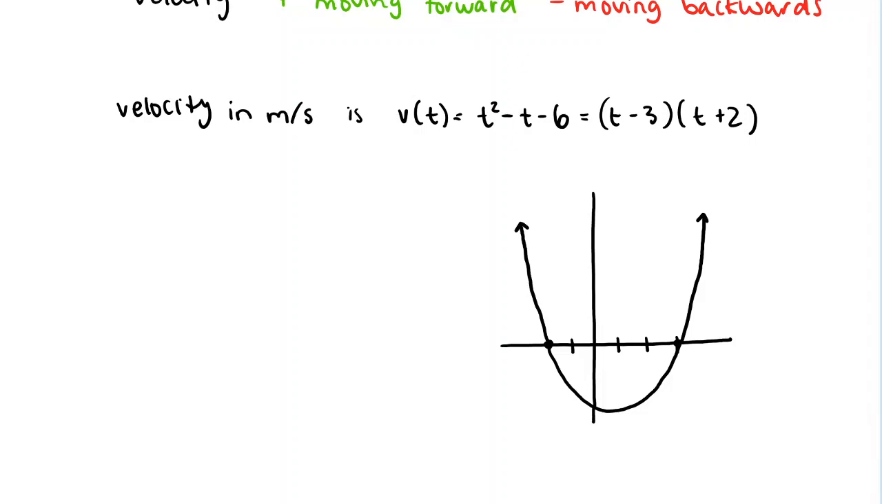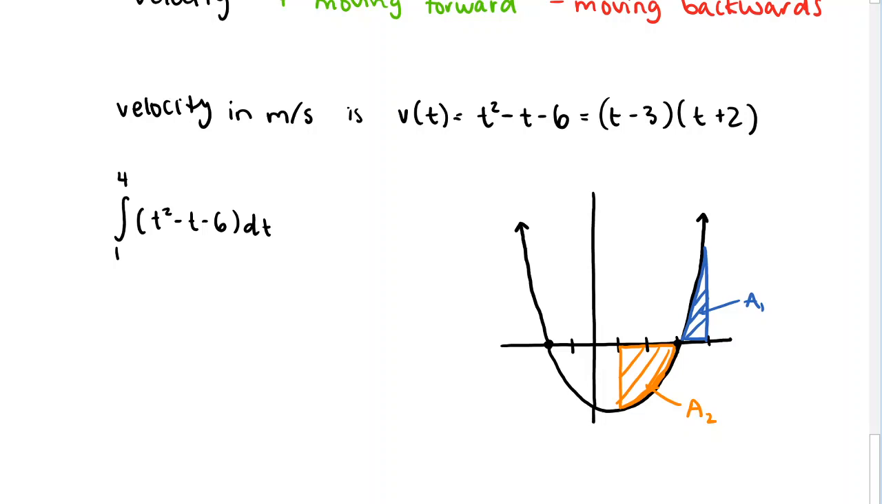Okay, and so if I were to compute the integral from 1 to 4 of t squared minus t minus 6 dt, well, what would happen here in this computation? Well, we would find this area from 1 to 3, and we would count it as negative. And then we would find this area from 3 to 4, this area would be counted as positive. And in this integral computation, let's say this is A1, and this is A2. This integral is really just taking A1 and subtracting away A2.